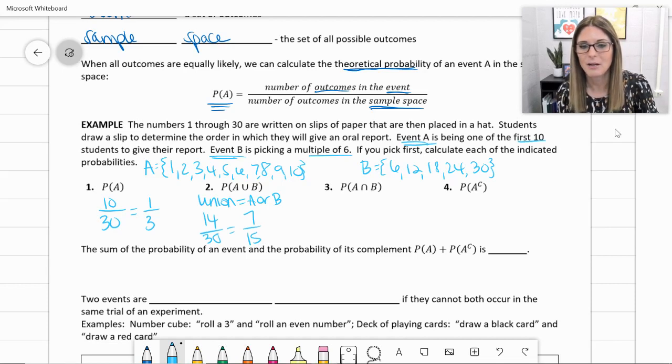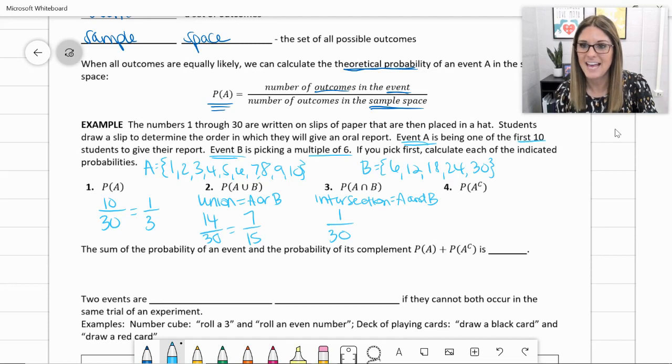Number 3, we have the probability of A intersection B, which can also be written as A and B. This is what they would share in common. Looks like they share a 6 and only a 6 in common. So we have one possibility out of 30 that they share in their intersection.